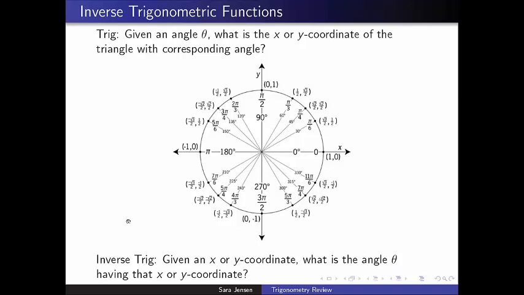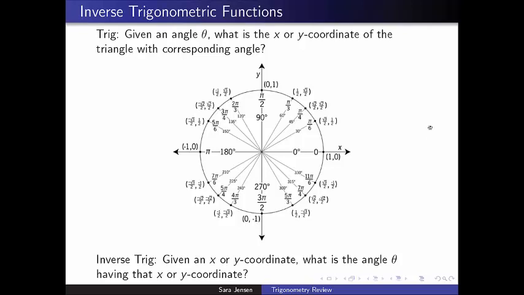What an inverse trigonometric function does is it reverses the input and the output. So instead of being given an angle and outputting either an x or a y coordinate, we're going to be thinking about, with inverse trig, being given an x or a y coordinate. And what we're going to output is the angle theta that has that x or y coordinate in the curve.